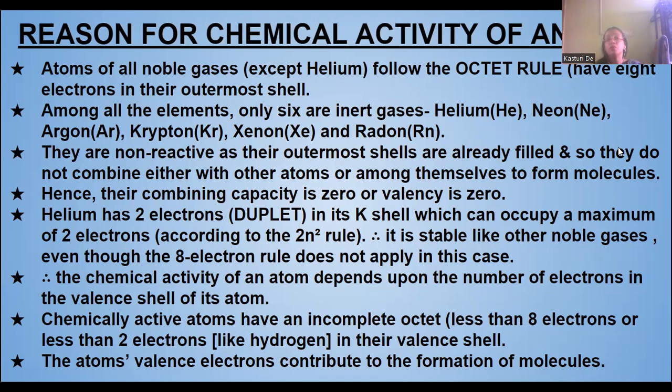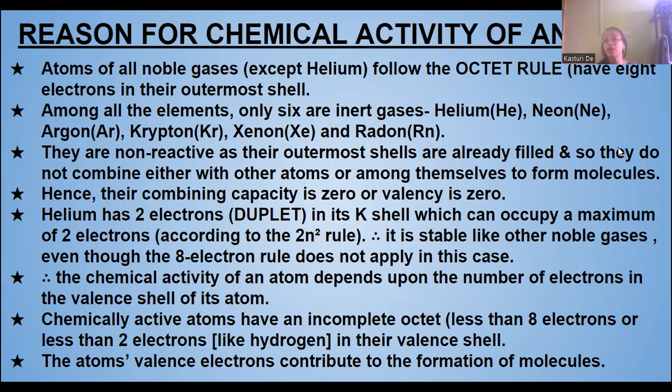Okay, so we know that atoms of all noble gases except helium follow the octet rule. Because helium has two valence electrons, whereas the other elements have 8 electrons in their outermost shell. In all noble gases, they have 8 electrons in the outermost shell, except helium, because it has only 2 electrons in its outermost shell. That's why all noble gases follow the octet rule.